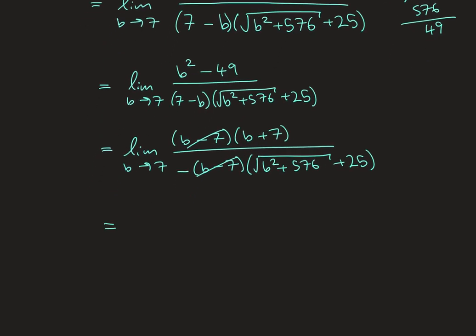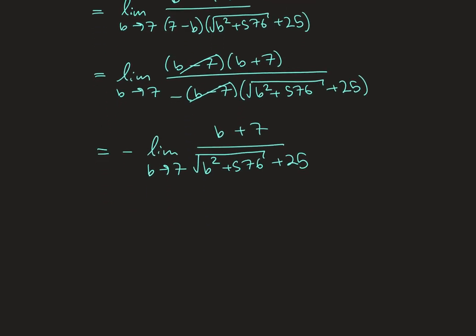I can take a negative out. This is the negative of the limit as b approaches 7 of (b plus 7) divided by the square root of b squared plus 576 plus 25. All right, let's see if I can evaluate this. This is the same thing as negative 14 divided by the square root of 49 plus 576 plus 25.